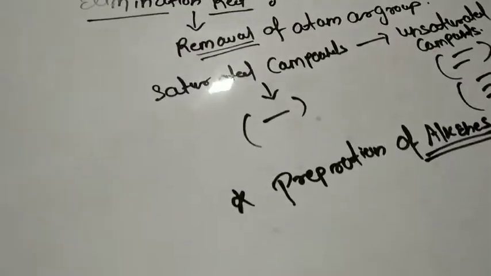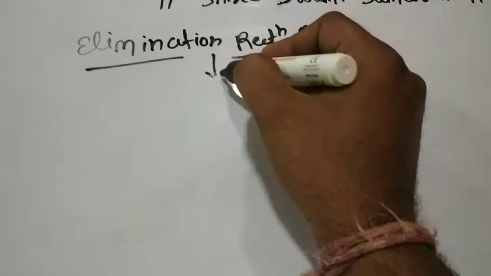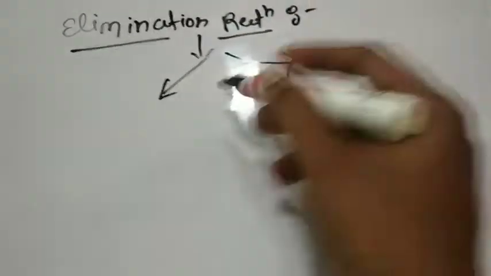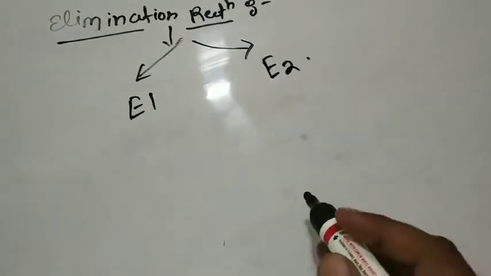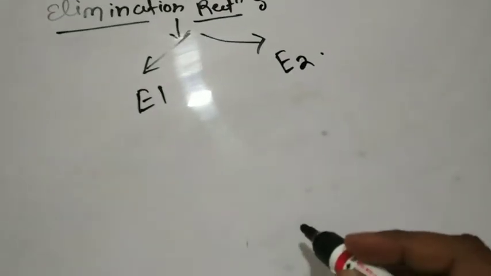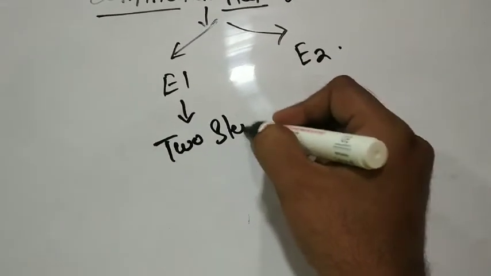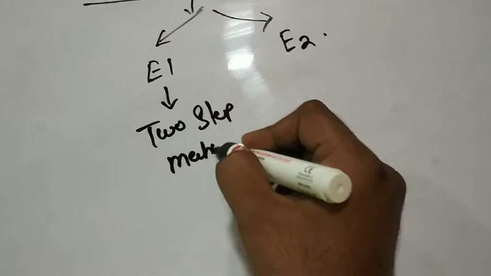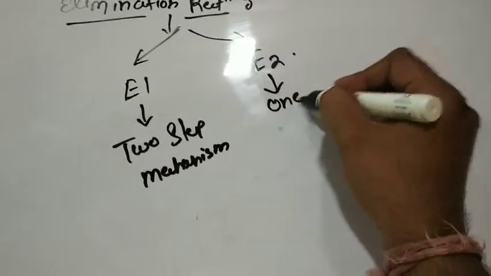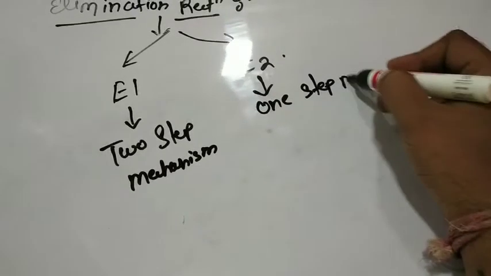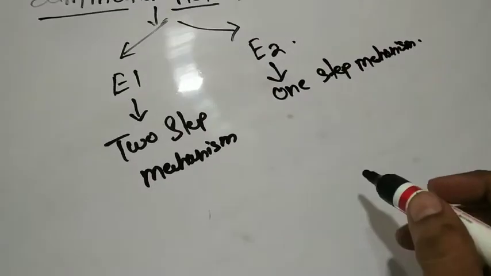Then there are two kinds of elimination reaction, that is the E1 mechanism and E2 mechanism, right? Or you can call it E1 reaction and E2 reaction. What is E1 reaction? It involves a two-step mechanism. Two-step mechanism is called E1. Then one-step mechanism is called the E2 reaction, right?